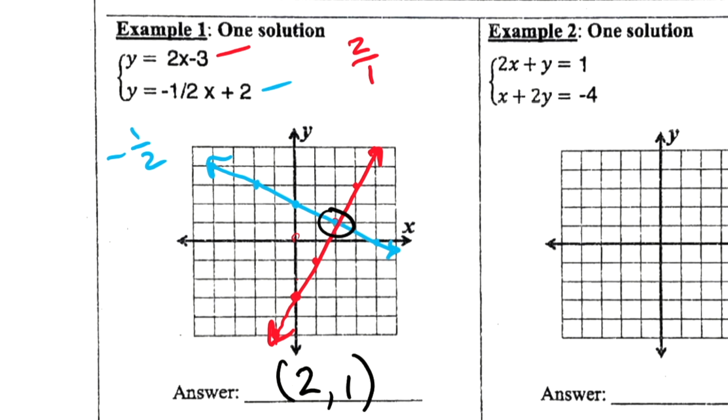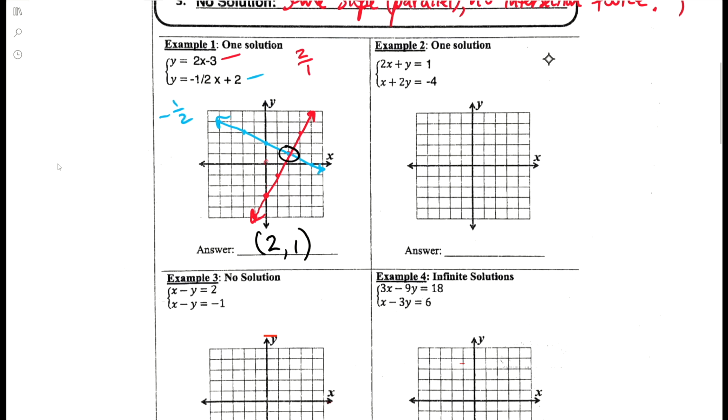Let's do another example of a one solution. This time the lines are not solved for y. So if we take them individually, first 2x plus y equals 1. If we take away 2x from both sides, then we get y equals -2x plus 1.